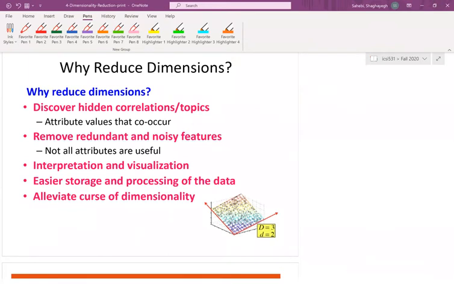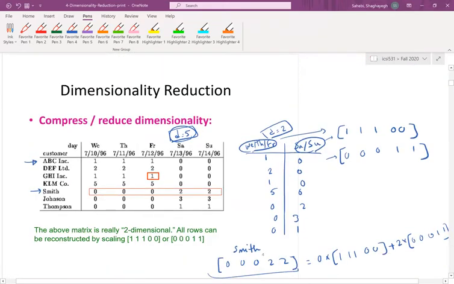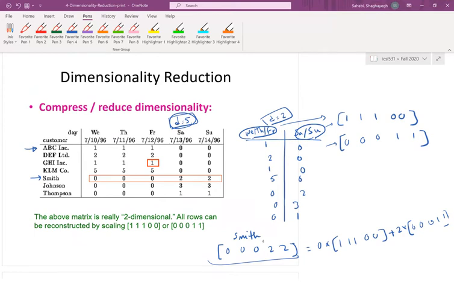So again, why do we want to reduce dimensionality? Because first of all, it's going to be easier to handle. So we will have an easier time working with the data. But also there are other reasons. You remember, when we had our customers table, we summarized our data in a new two-dimensional representation. So that's another way we can have a summarized representation of our data.